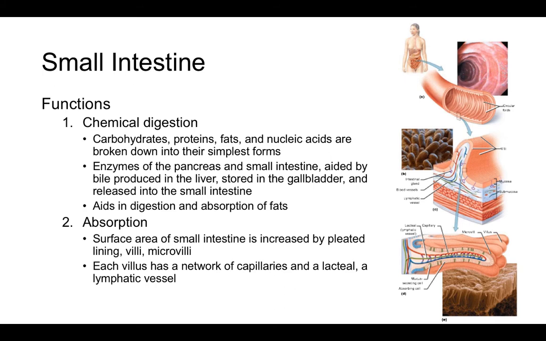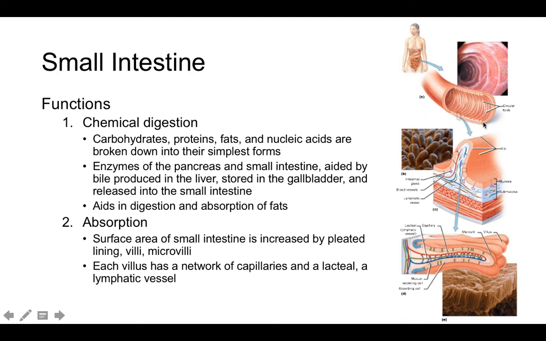And the second function of the small intestine is absorption. And the way that the small intestine does this is by a massive surface area. Now, we know that we have about 5 to 6 feet of small intestines, guts, if you will, in your abdominal cavity. However, within that 5 to 6 feet of small intestines, we actually have a much larger surface area within that. And the surface area allows for the small intestine to increase the amount of absorptive real estate that it has. So the surface area is increased by the pleated lining.